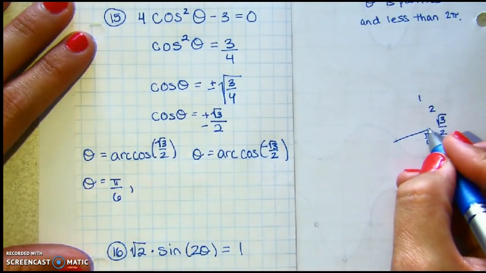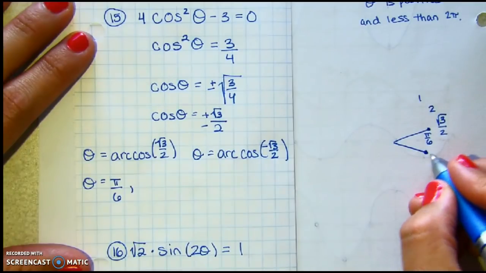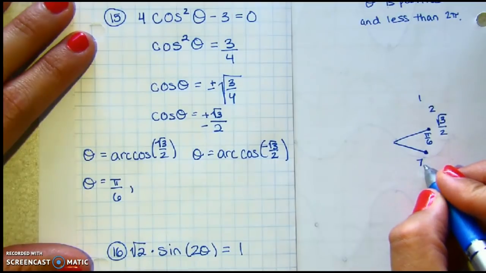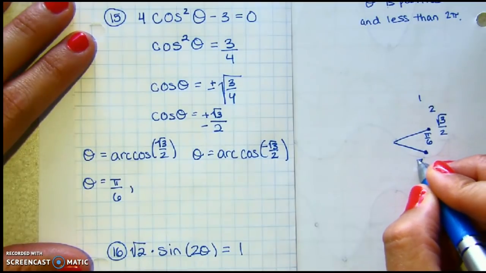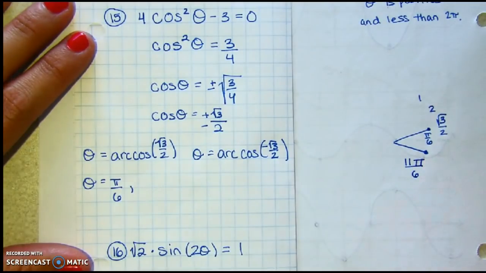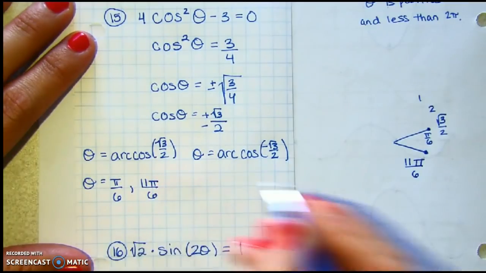The other positive square root 3 over 2 is down here, and that's at, it is not 7, how do I turn that into an 11? Ooh, look at this magic. 11 pi over 6, because it's right next to 12 pi over 6. 12 pi over 6 would be 2 pi.